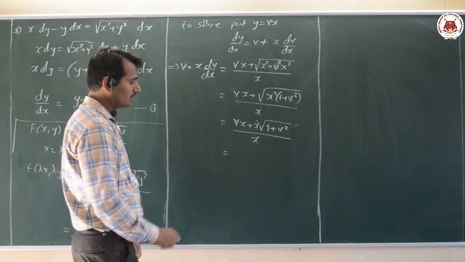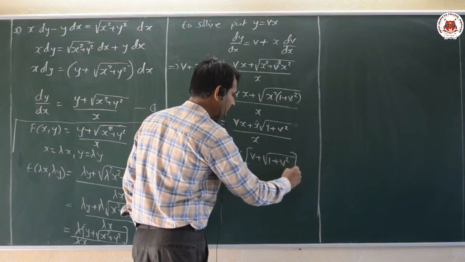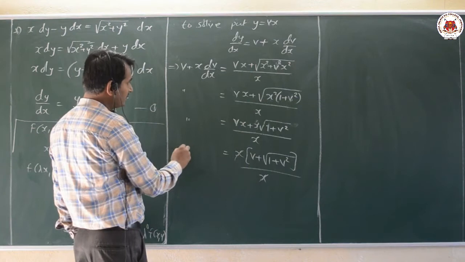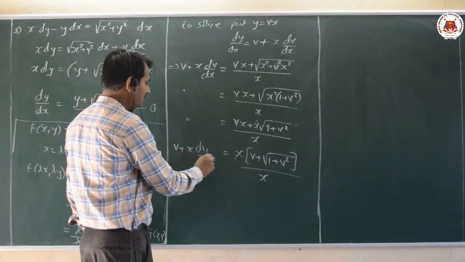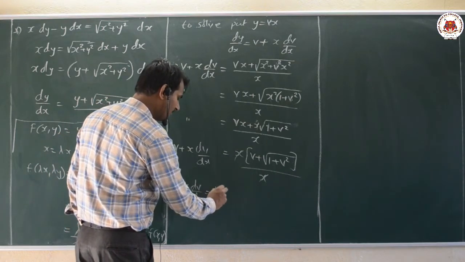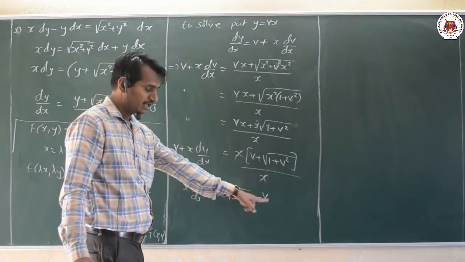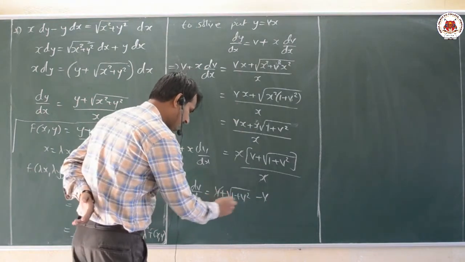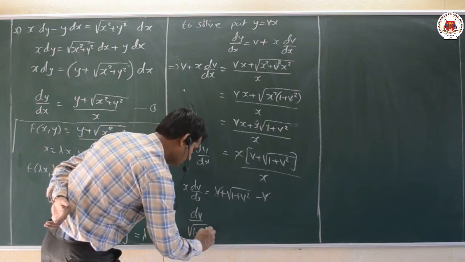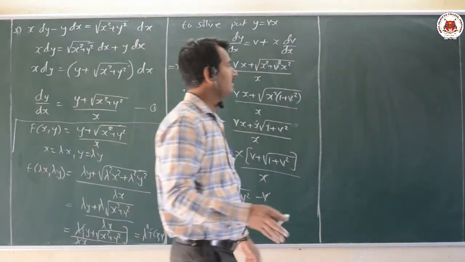Now if I take x common from the numerator, v plus the root of 1 plus v square, whole divided by x, the x gets eliminated. Everything else is as it is: v plus x into dv by dx is equal to v plus the root of 1 plus v square. The v on the LHS I am taking to the RHS, so v minus v gets eliminated. Now dv divided by the root of 1 plus v square equals dx divided by x, which is our variable separable form.